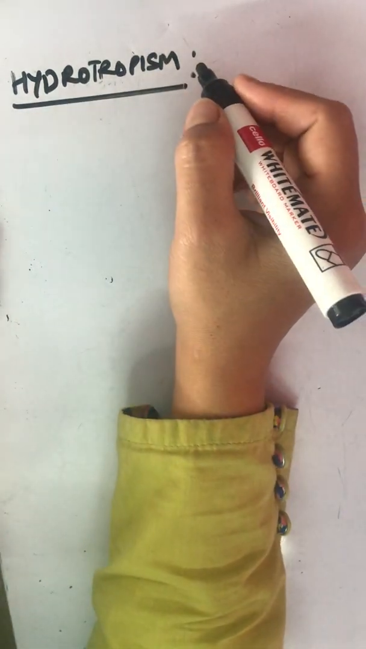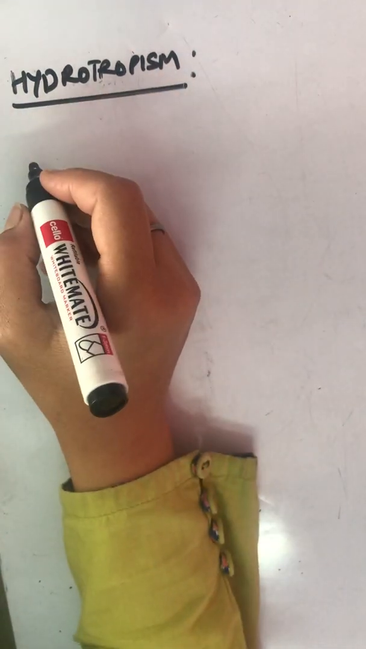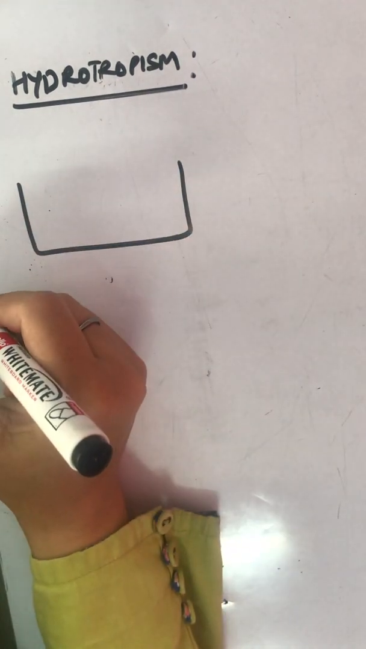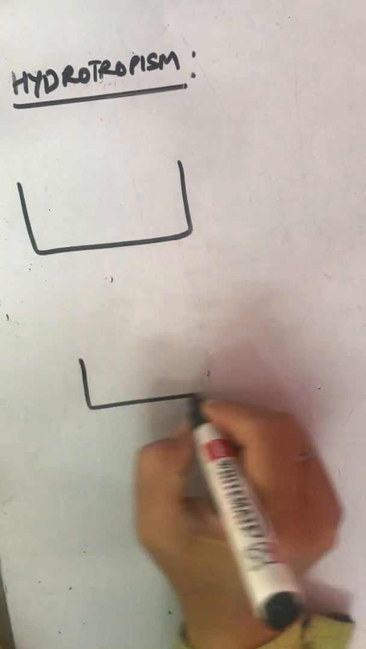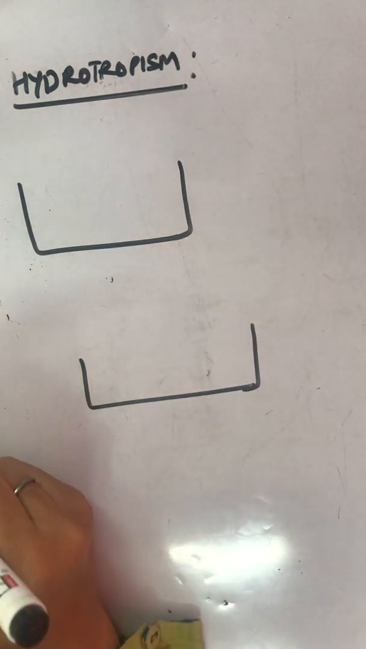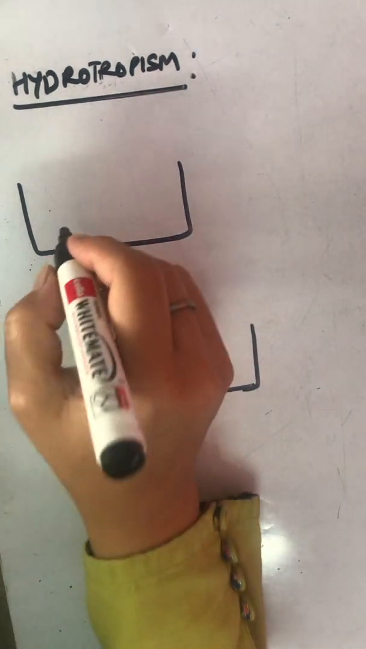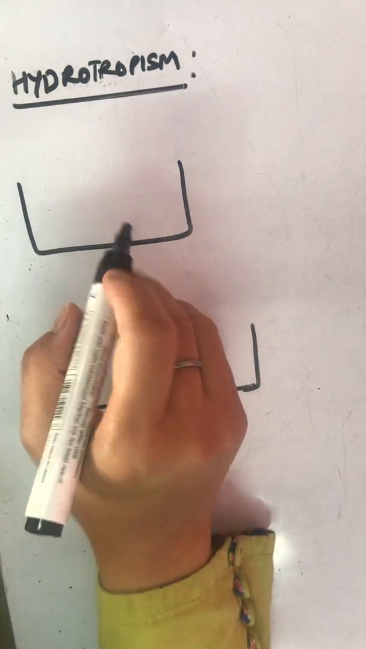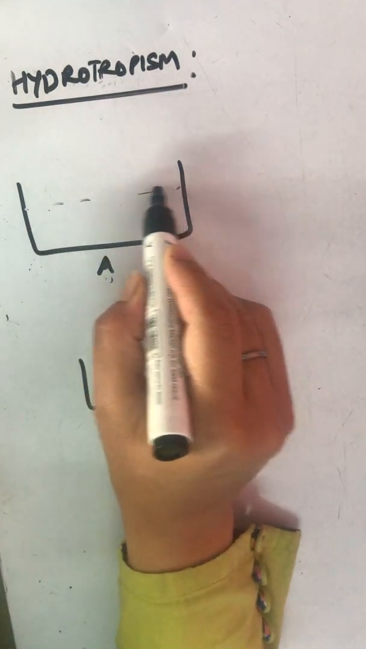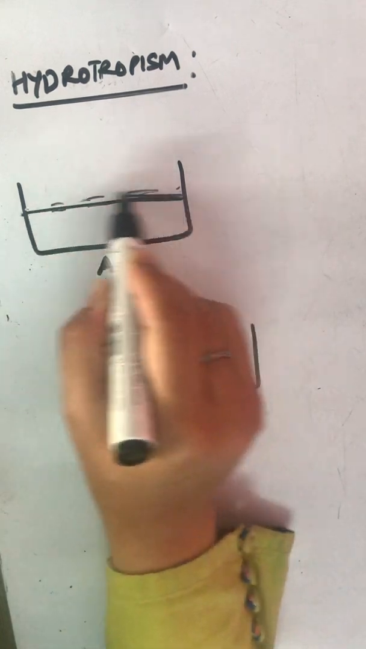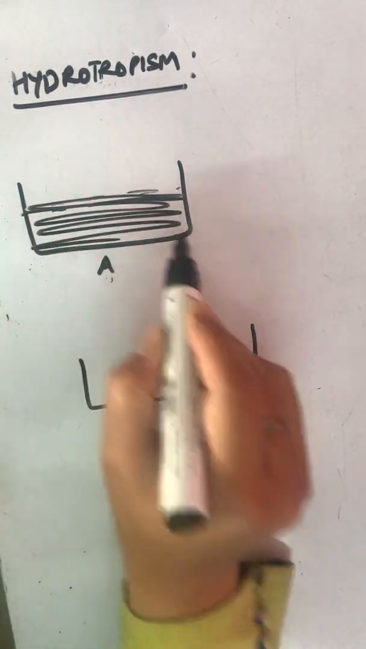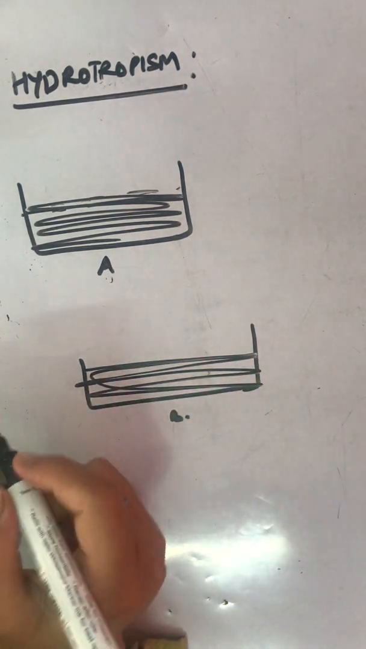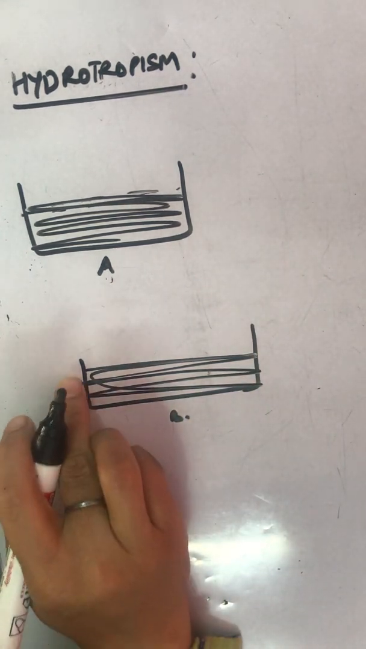Hydrotropism means the response of a plant part towards water. What do we have? We have a glass trough which contains water. This is another one. I have taken two glass troughs, this is A and this is B, filled with soil up to two-thirds level. Let us imagine we have put soil in it.